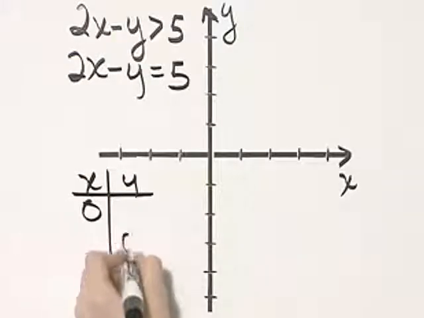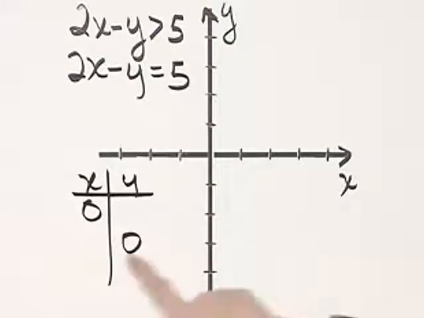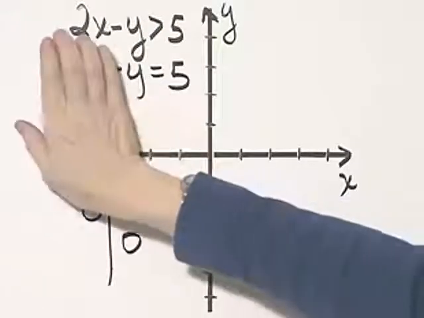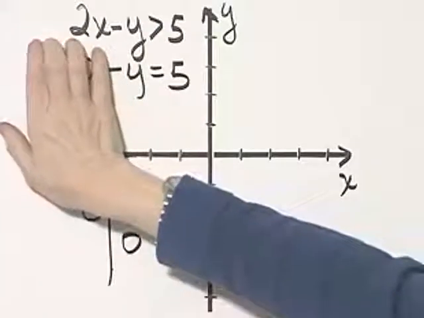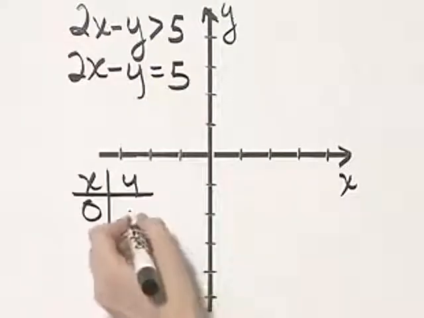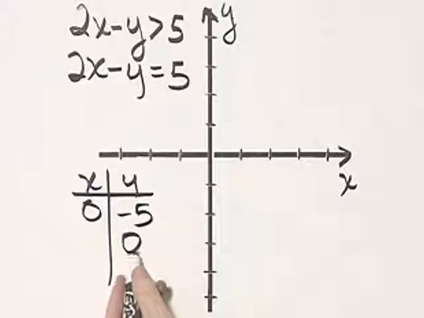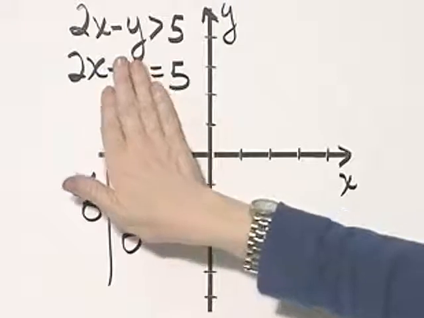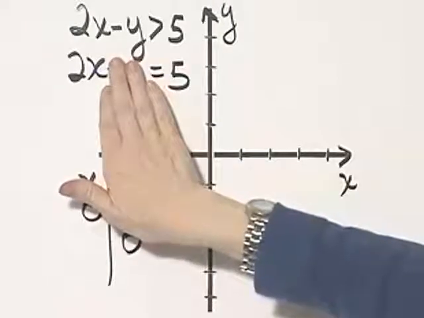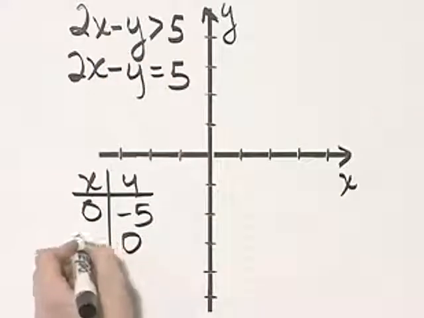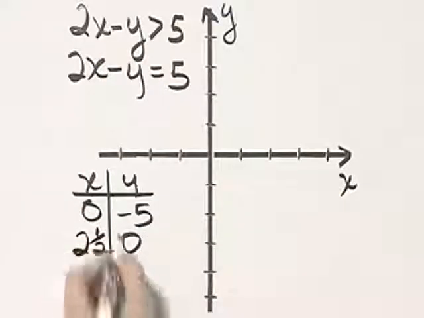Why don't we find the intercepts, and that should help us. To find the y-intercept, let x be 0. If x is 0, I would be solving negative y is equal to 5, so that would mean y is negative 5. Let's find the x-intercept by letting y be 0. If y is 0, we're solving 2x is equal to 5, and divide both sides by 2, and x is 5 over 2, or 2 and 1/2.